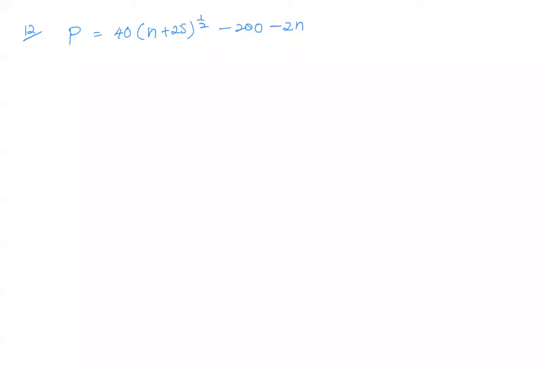So you get your P prime n. Bring down the power, copy down the whole thing, power take away 1 times by the derivative of the inside. Take away 200, your derivative is 0. Negative 2n, the derivative is 2. Equate equal to 0.